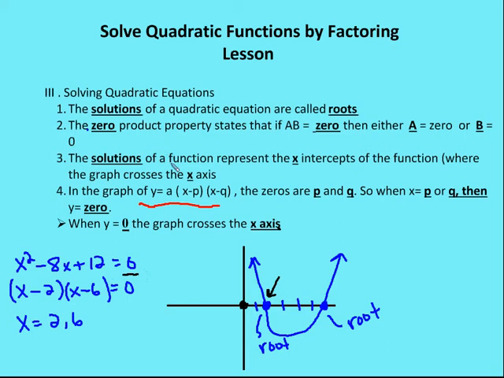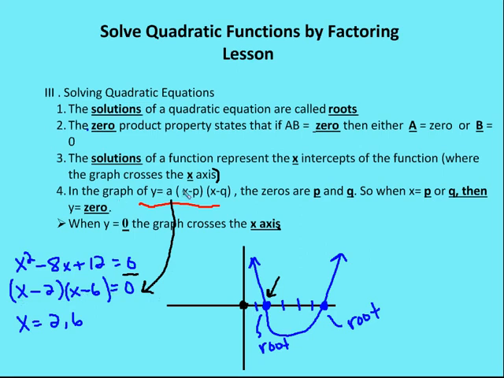Okay, so solutions of a function represent the x-intercepts of the function, where the graph crosses the x-axis, as I mentioned. And remember the intercept form, y is equal to a times x minus p times x minus q, where the zeros are p and q. So if I were to write here my intercept form, it's a factored quadratic: x minus 2 times x minus 6.